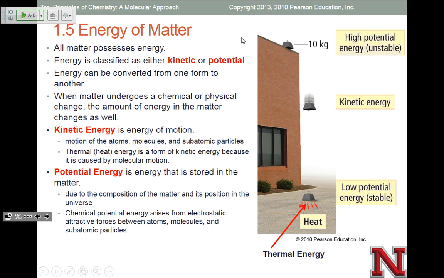So if we're looking at this 10 kilogram thing and it's hanging off the side of the building, it's going to want to fall. That's going to be our high potential energy. As it's falling, there's kinetic energy, and then its lowest potential energy is when it's flat on the ground. It's no longer wanting to fall. And we're going to be considering and visualizing that as chemicals, as molecules, as compounds, as elements. And that's often how we'll draw them. If something's higher in potential energy, we'll show it higher on the diagram. If something's more stable and lower in potential energy, we'll show it lower.